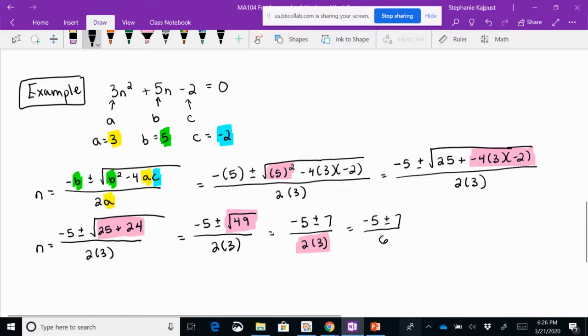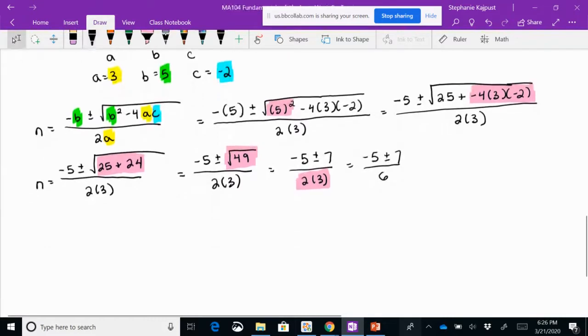Now I'm going to split up into the 2 equations, and because I might not have enough room, I'm going to do them this way. I'm just trying to make things fit because it is a lot of steps going on. So we're going to split that plus or minus into 2 equations. We have n equals -5 plus 7 over 6, and n equals -5 minus 7 over 6.